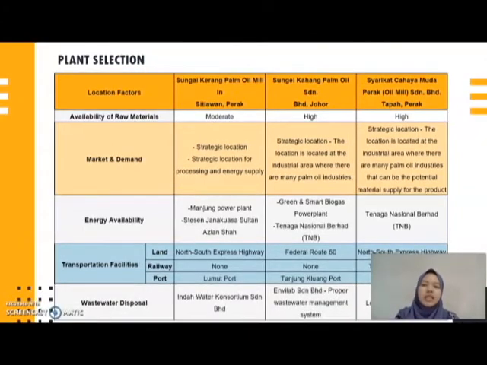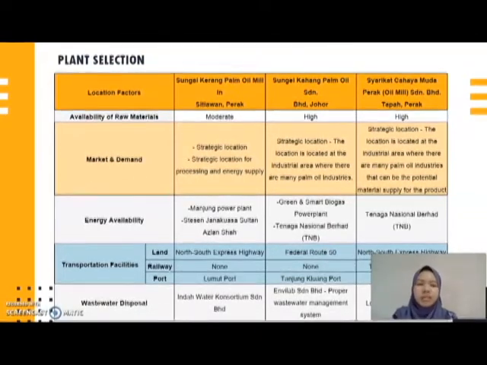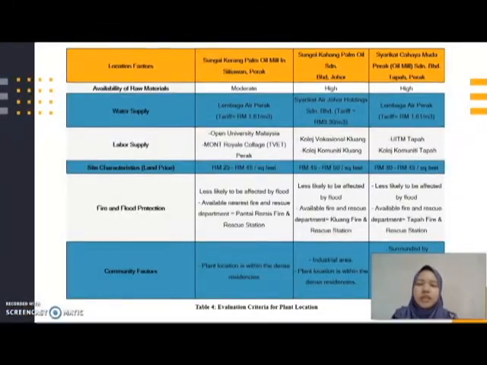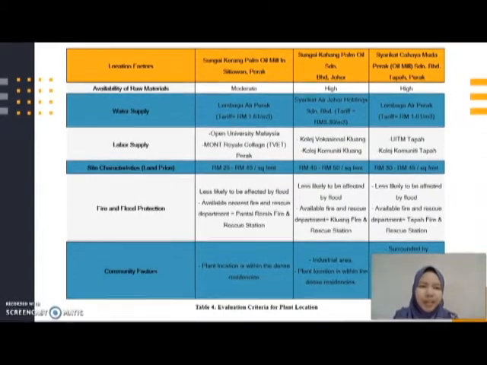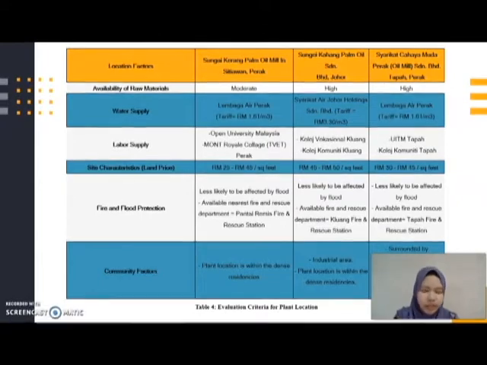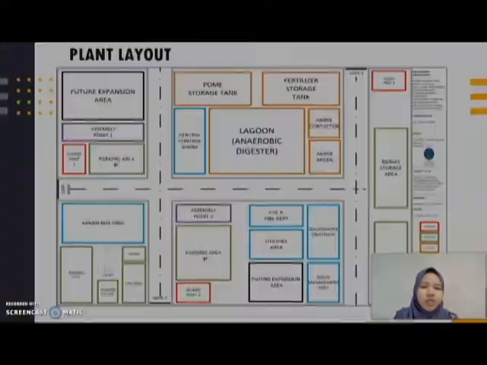plant. Thus, a few factors have been taken into account, which is the location factor that have availability of raw material, market demand, energy, transportation, wastewater, water supply, labor supply, site characteristic, fire and flood, and also the community factor. And based on all these factor considerations, the suggested location is in Tapah, Perak, which is Syarikat Cahaya Muda Perak. Since it has the highest weightage of the availability of raw material, which is foam, that can drastically reduce the cost of the transportation.